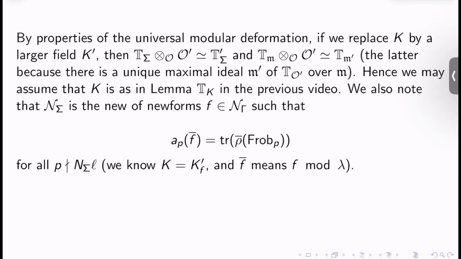We can also note the following. Cal N sub sigma is the set of newforms f in N sub gamma, such that a sub p of f bar, the reduction of f, is the trace of rho bar of Frobenius at p for all primes p not dividing N sub sigma L. Okay, what does f bar here mean, by the way? Reduction of what? It's f mod lambda.